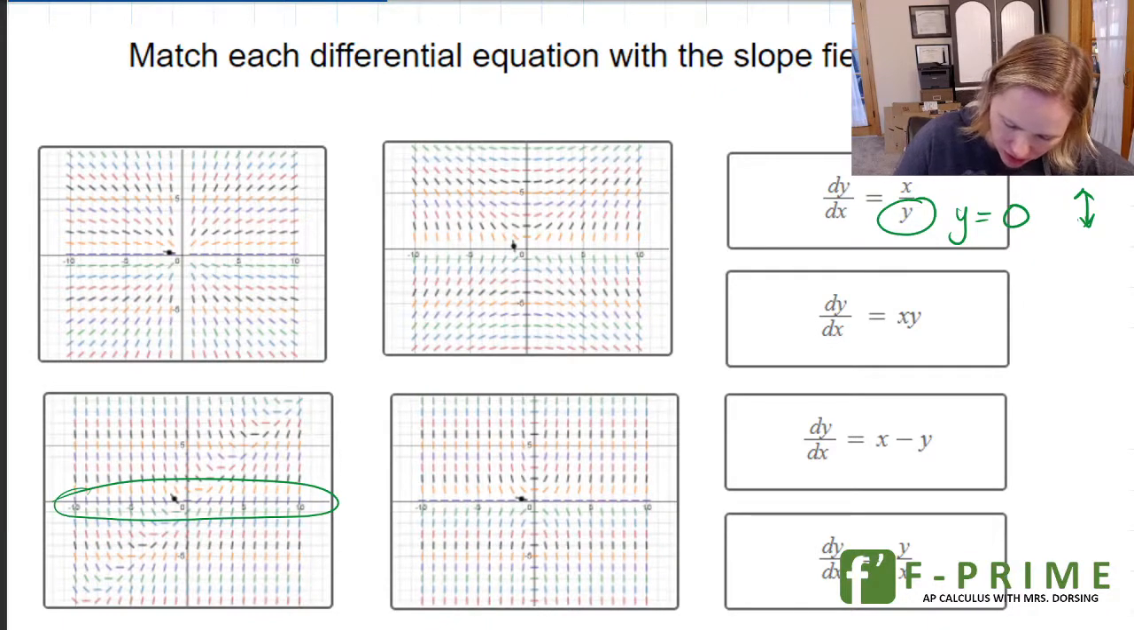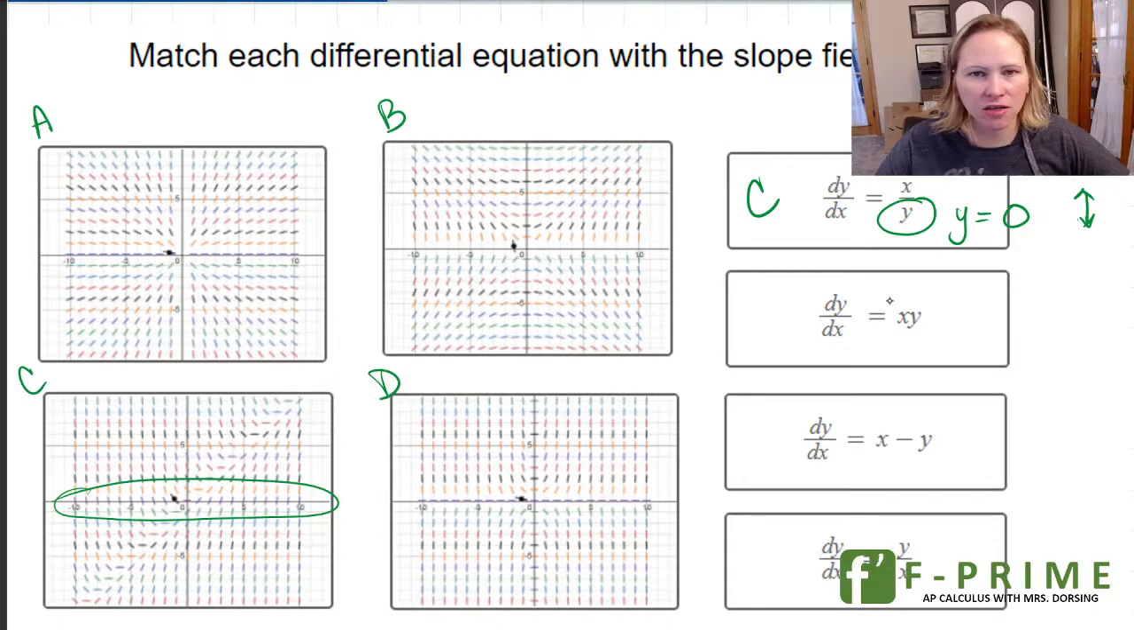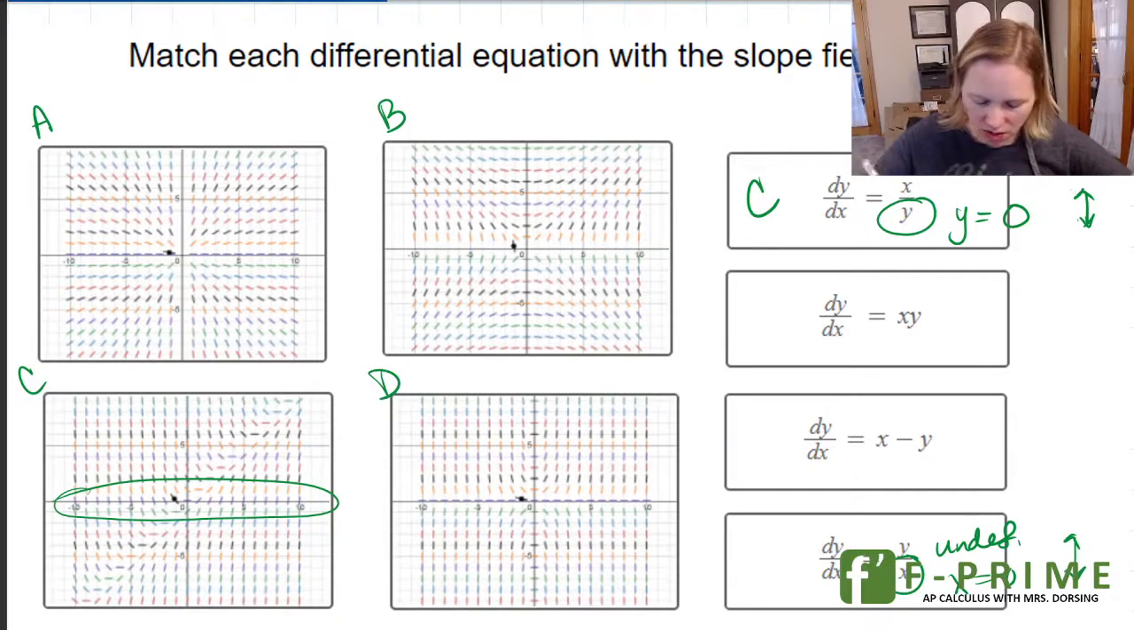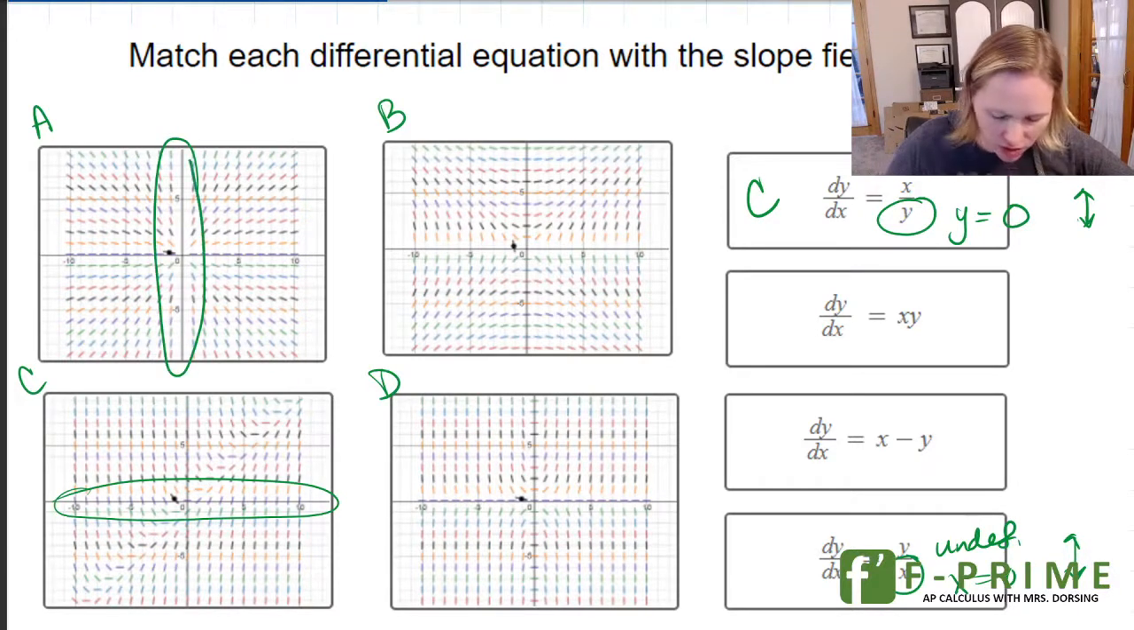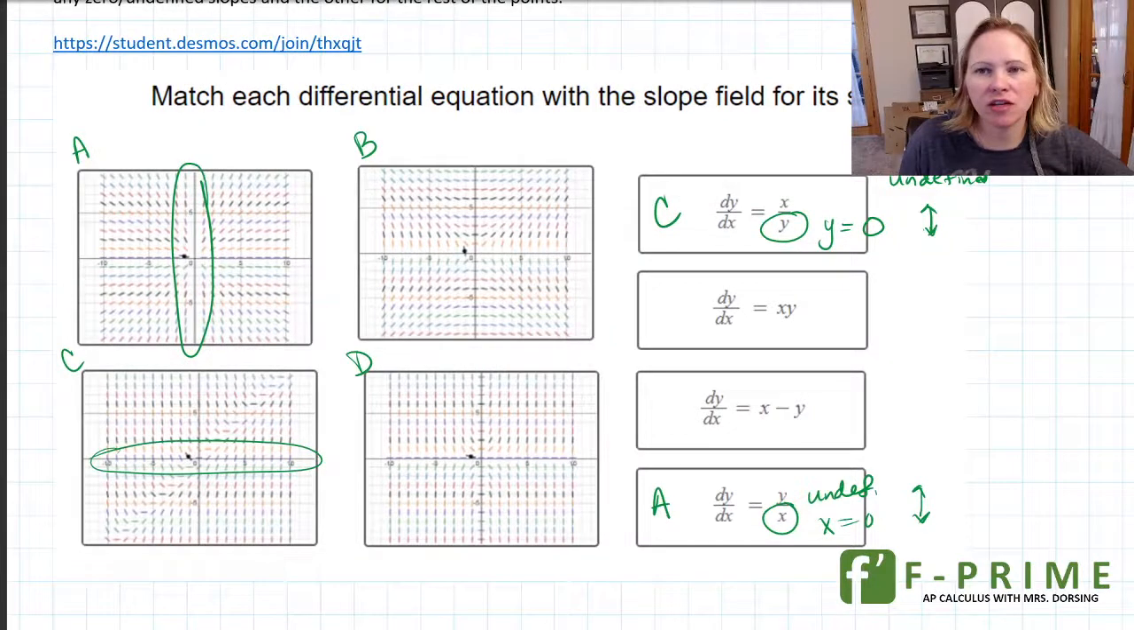I'm going to go out on a limb, and if I label these, we'll call these A, B, C, and D. I'm going to label this one C, because it's undefined where y is 0. I'm also going to go down here to this other one, and this one will be undefined when x is 0. That's where I'm going to have vertical lines. So where is x equal to 0? Well, that's anywhere along the y-axis. Looking right here, there's all these little vertical lines, so I'm going to match this one up with A. The key here is looking to see where we have vertical lines or horizontal lines.